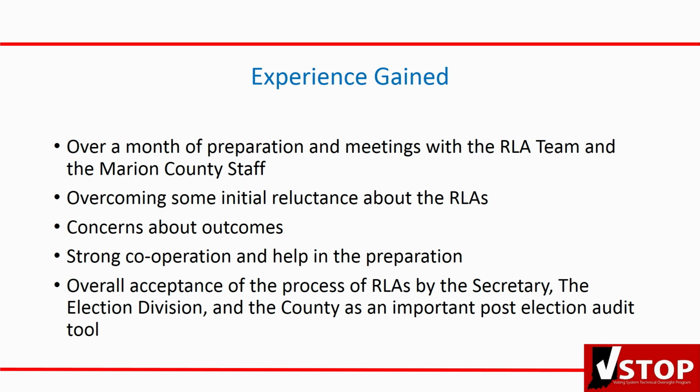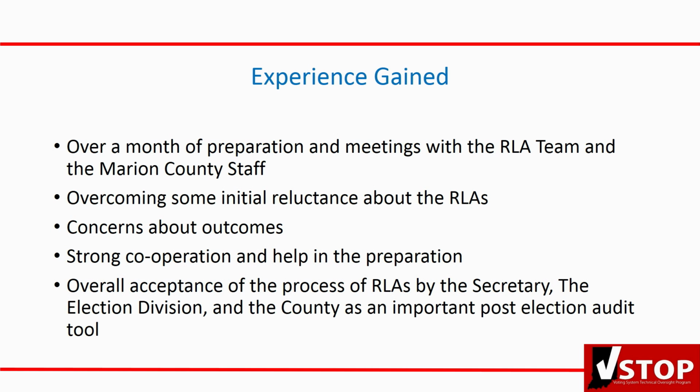So as I mentioned already, over a month of preparation and meetings with the RLA team and the Marion County staff, overcoming some of the initial reluctance about the RLAs, especially from the county, from their elections officials, and from the state. There was a lot of concerns about these outcomes. One of the concerns that we found was, what happens if the RLA overturns one of these results? What happens? Of course, our universe was limited. We were only doing RLAs in a small number of precincts, not over the entire county. But still, that concern was there.